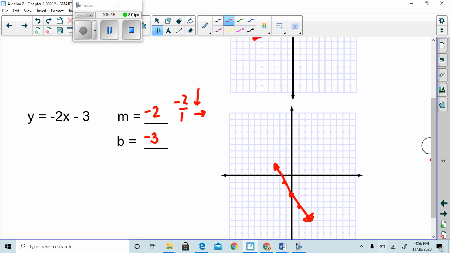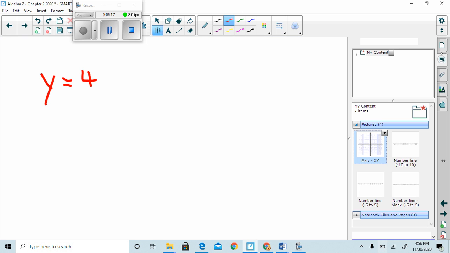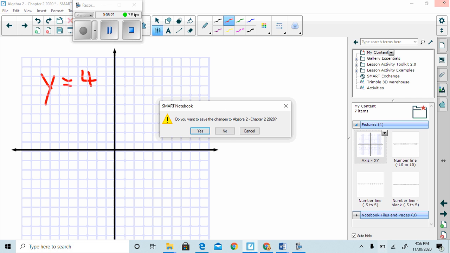You may also be asked to graph a constant, so if I say that y is equal to 4, and I give you a graph, let's just put a graph out here so that it's a little bit easier to see instead of my trying to do a rough sketch.